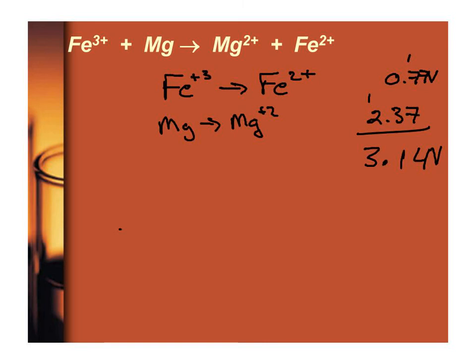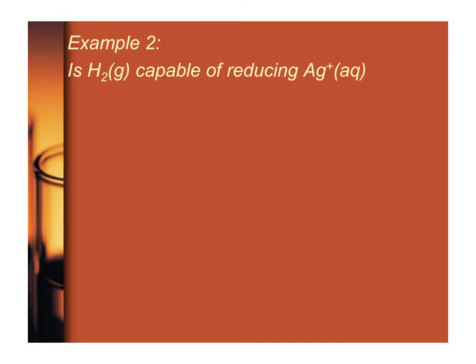Again, if you end up with a negative number, then that reaction will not occur. So if we were to make this reaction in reverse, it would not occur. We would say it's not spontaneous. Now, here's a couple of interesting examples we want to spend some time talking about. Is hydrogen capable of reducing silver? Basically, when they ask these questions, what they're essentially asking is, is the voltage positive? If it's positive, then it will occur. If it won't, it isn't.